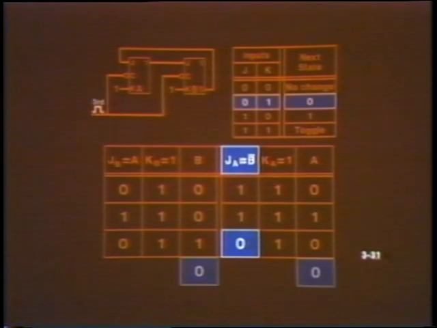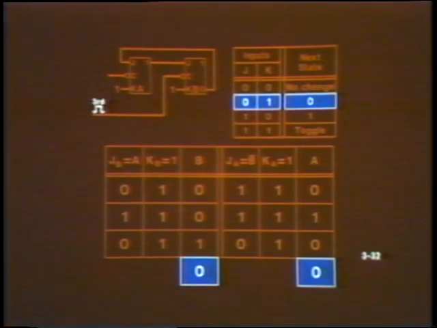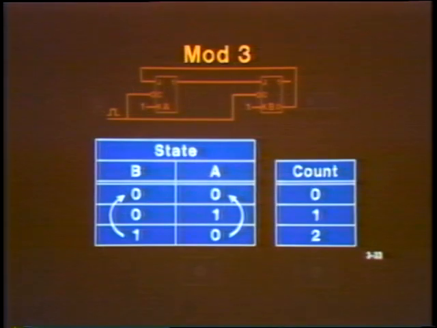Therefore, because the K inputs of both flip-flops are 1, both flip-flops pass into the 0 state after the next clock pulse. The counter has reset after the third clock pulse. Thus, the circuit is indeed a modulo 3 counter. It passes through a 3-state cycle, 0, 1, 2, and back to 0.